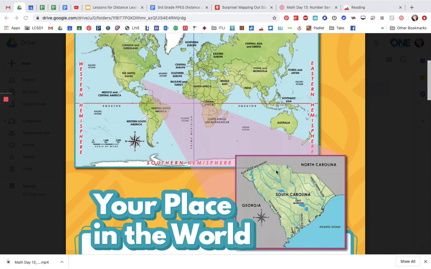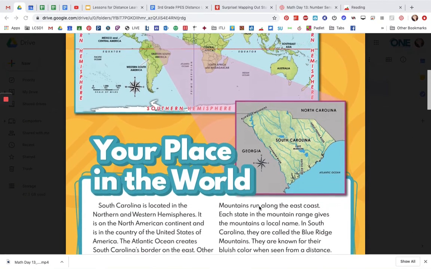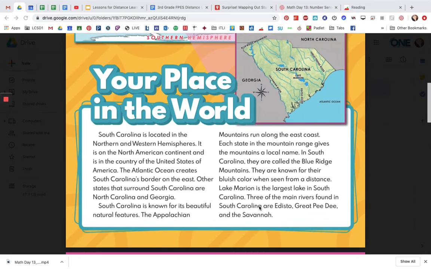If you remember, we talked about the state, we talked about the Blue Ridge Mountains, we talked about the Savannah River, the Edisto River, and we talked about the Pee Dee River. We also talked about how on our east coast is the Atlantic Ocean, and the two states that border us are North Carolina above us and Georgia below us. So let's go ahead and read the article today about your place in the world.